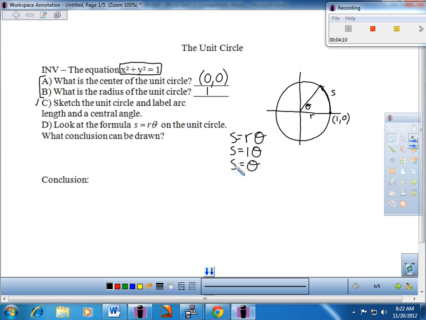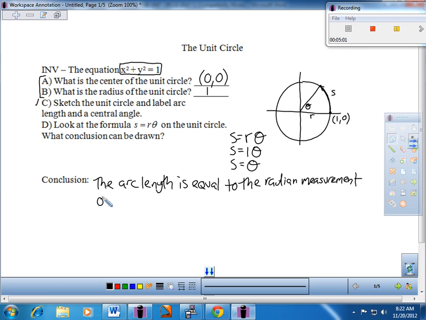And so let me be pretty specific about this on your paper. You draw it the same. But basically, here's what I would say. The arc length is equal to, and here's where we have to be a little careful, to the radian measurement of the central angle. I've been asking you lately to really visualize some of those angles in degrees and radians, and that's important for us to take this next step forward.